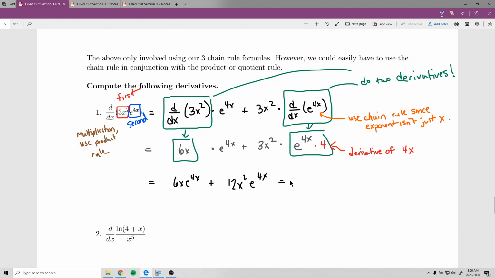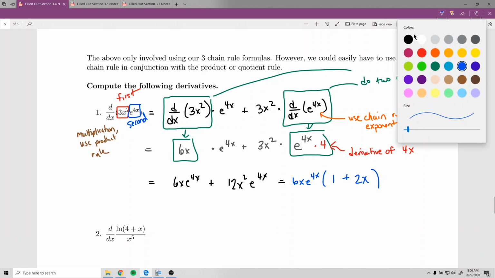So the 6 and 12 have a 6 in common. The x and the x squared have an x in common. And then we can also take out the e to the 4x in each part. When we factor that out, we actually factored out the whole thing in the front, so we're left with a 1. And in the second part, the 12 becomes 2. The x squared, we took out one of the x's, so it's still x, and the e to the 4x is gone.